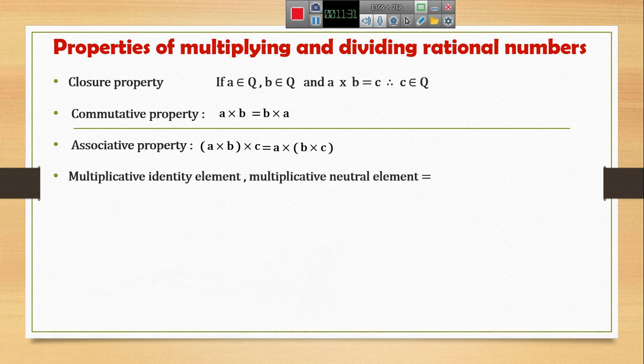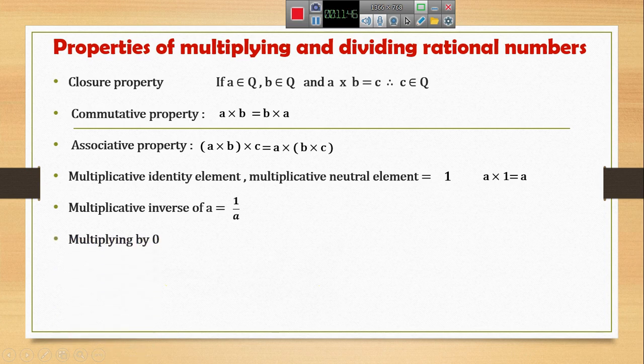The multiplicative identity element, as we said, is 1. The multiplicative inverse of a is the reciprocal of this number, a over 1. Its multiplicative inverse is 1 over a. Multiplying any number by 0, we will get 0. This is another property.